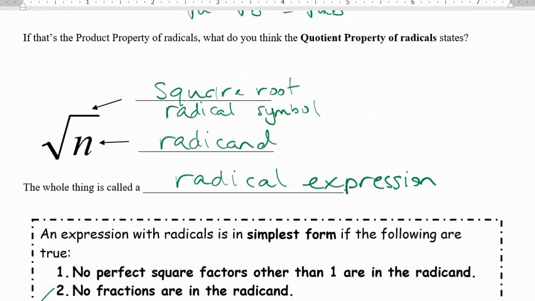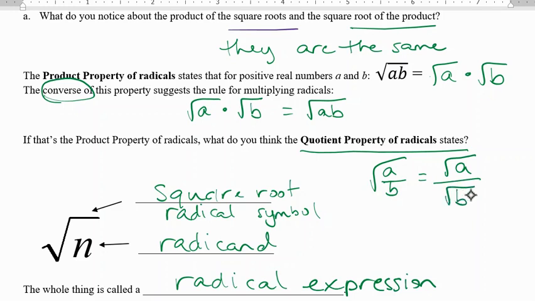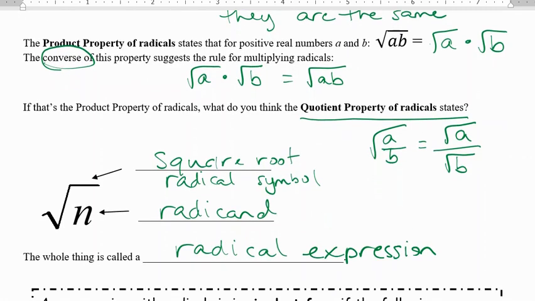And I just realized we didn't talk about the division. So we've talked about the product property. We're also going to talk about the quotient property. The quotient property states if you have the square root of a over b, so you have a fraction, you can break this up into the square root of a over the square root of b. And our goal today is to practice this.